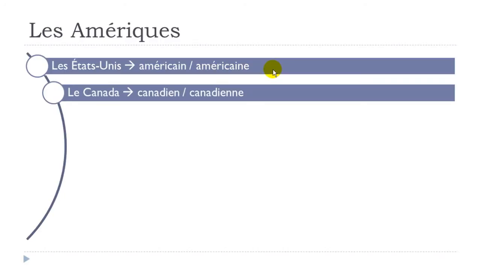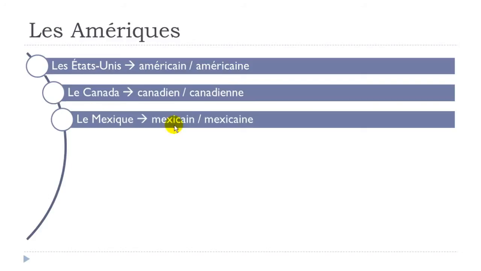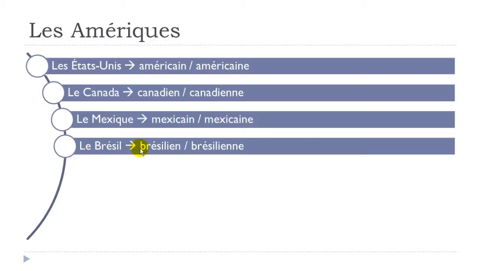Le Canada, canadien, here, canadien, canadienne. Remember, here you've got double N, so you've got to open the sound, so it will become canadienne, okay? Le Mexique, mexicain, like we had in américain, A-I-N, mexicain, and then mexicaine. Le Brésil, brésilien, like we had for canadien, brésilien, feminine form, brésilienne.